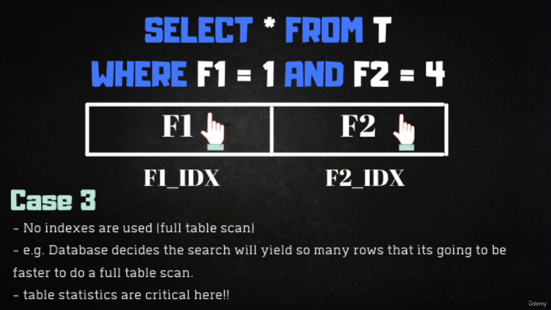And case number 3 is the database just decides, you know what? You guys suck. Both indexes suck. The search for the value f1 equal 1 and f2 equal 4 is just going to return almost the whole table, 3/4 of the table. I did my math and this is what I think. So guess what? I'm not going to use both of you.